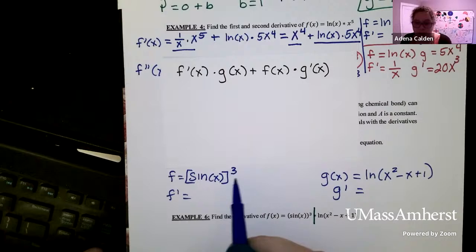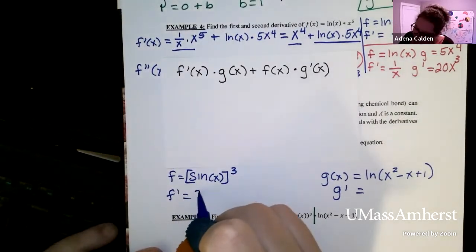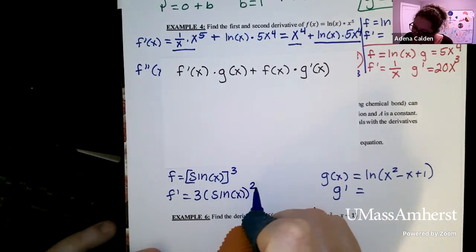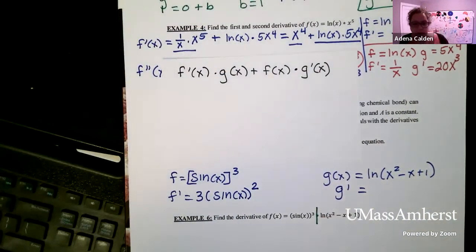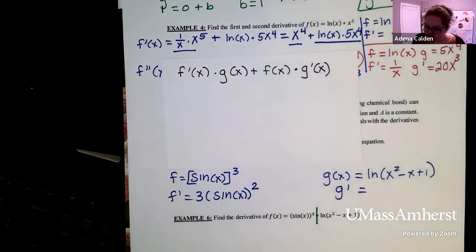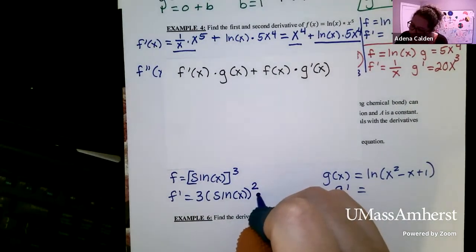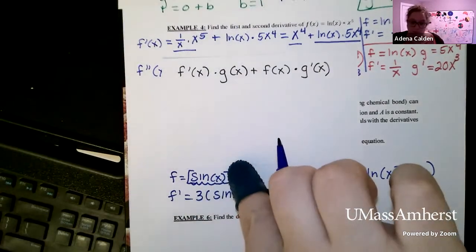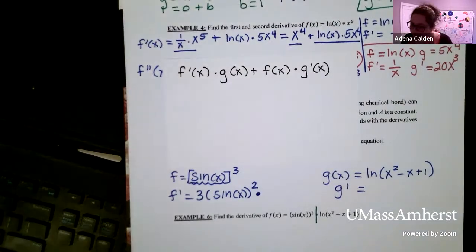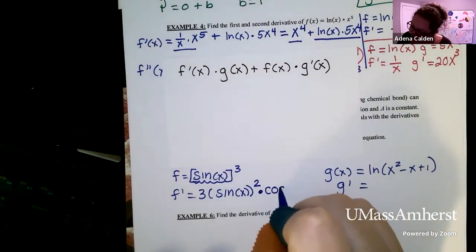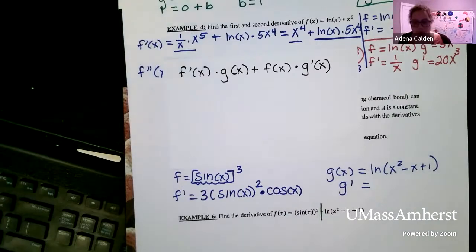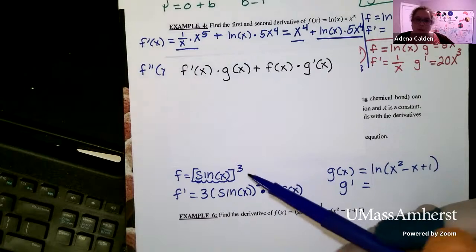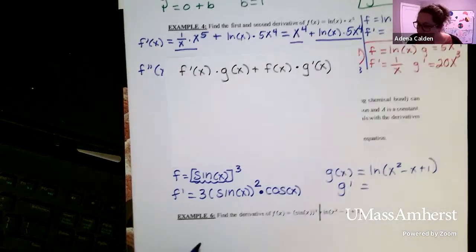But here I'm going to deal with the power first. So when the 3 comes down, everything inside stays the same, and we subtract 1 from the power. So I get 3 sine of x all squared. And then I have to multiply that by the derivative of the inside. So I look at what's inside, which is sine of x, and I take the derivative of that. The derivative of sine is cosine. So the derivative looks like this. So I'm using a chain rule, right, to find the first derivative.